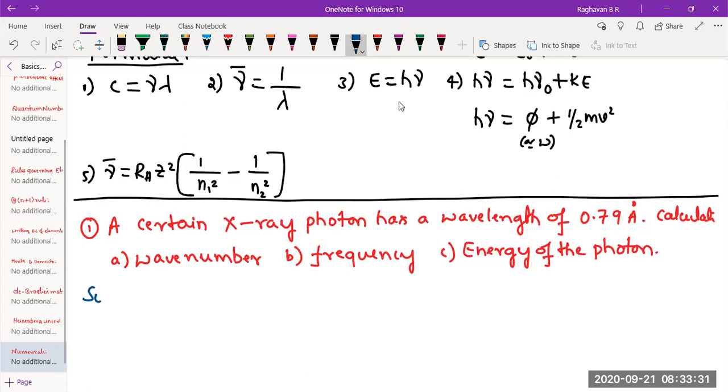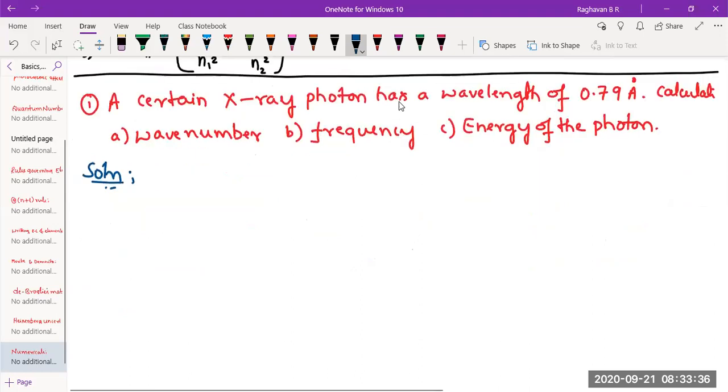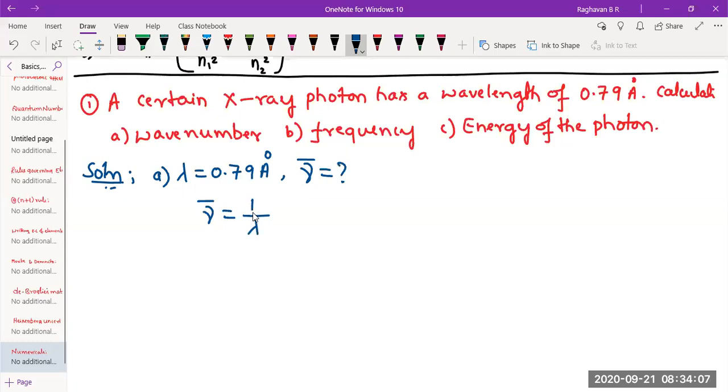Solution. Hope all of you have written the question. Yes, sir. We'll take up A. Wavelength, the symbol is lambda, is equal to 0.79 Armstrong. Wave number we need to calculate. Nu bar is the symbol for that. What is the simple equation for wave number? Wave number is equal to 1 by lambda.